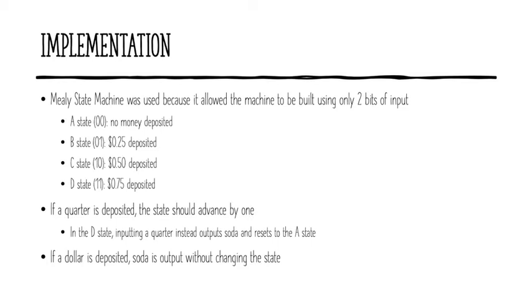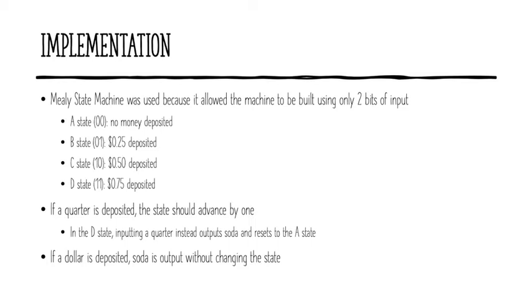The A state represented no money, the B state represented 25 cents, the C state represented 50 cents, and the D state represented 75 cents. If in the D state another 25 cents was added, then the state would return to the A state and a soda would be output.